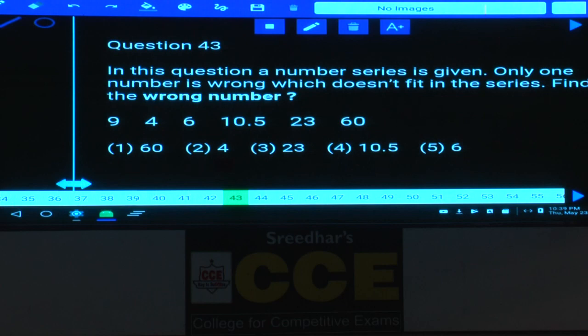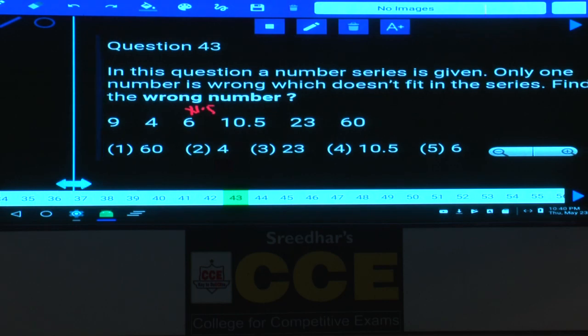Now in this 43: 9, 4, 6, and 10.5, 23, and 60. Now 6 and 10.5, tell me how to represent this one. 6 into 1.5 is 9, plus 1.5 is 10.5. 10.5 into 2 is 21, plus 2 is 23, and 23 into 2.5, plus 2.5. As 23 into 2.5 is so much? 23 into 2.5, 46 plus 11.5, 57.5 plus 2.5 is 60. Isn't it? Now up to here the numbers are okay.